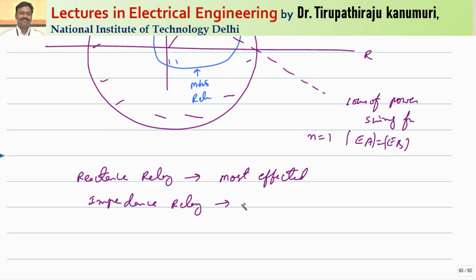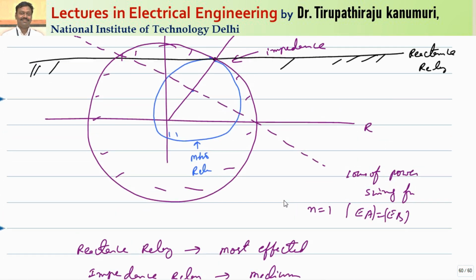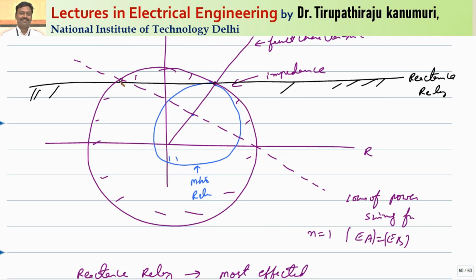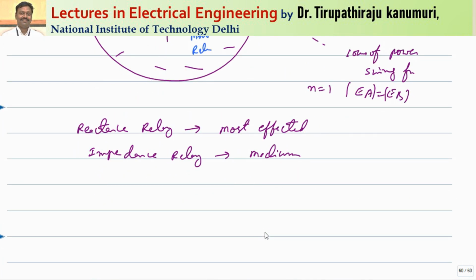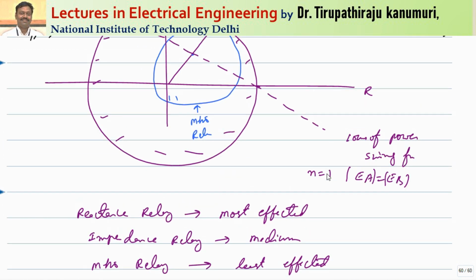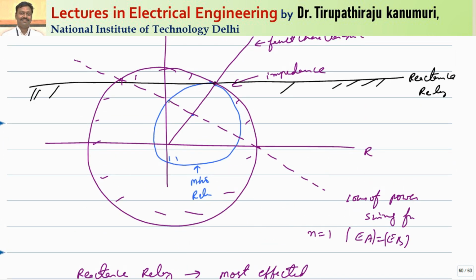Impedance relay is medium, because some part is covered within this circle. You can see it is covering from this point to this point. So this is the locus of the power swing. Now coming to the Moore relay. Moore relay is least affected by your power swing. The reason is that the amount of this power swing that is covered is only this much distance. So it is least affected when compared to all types of relays.